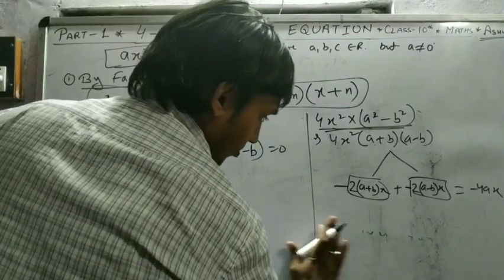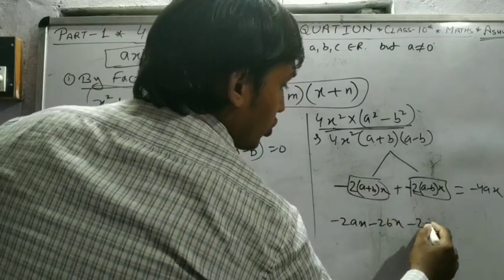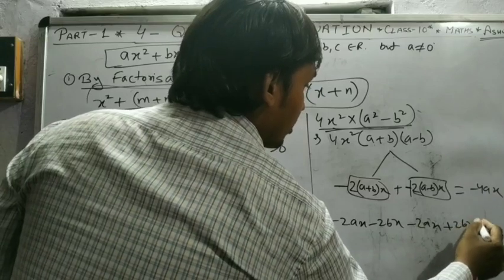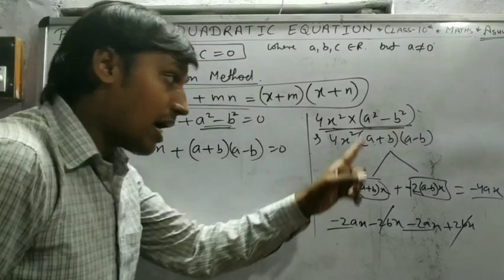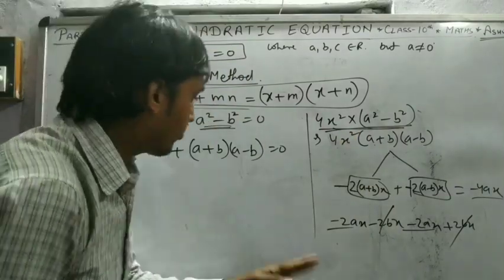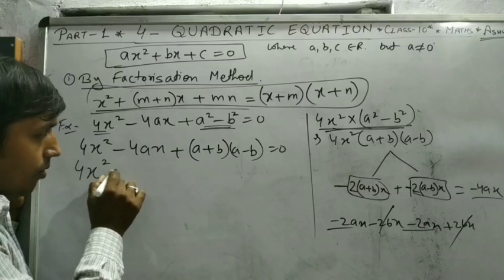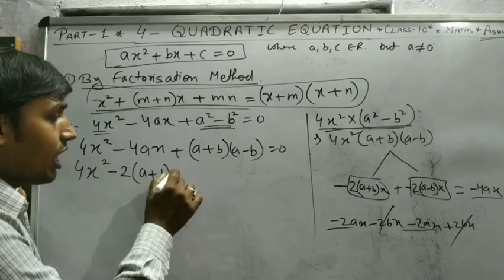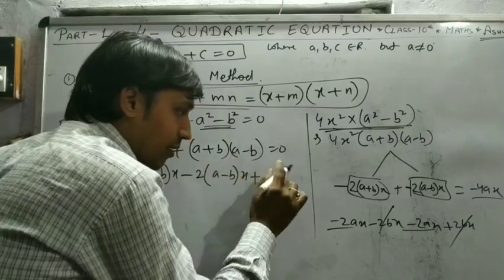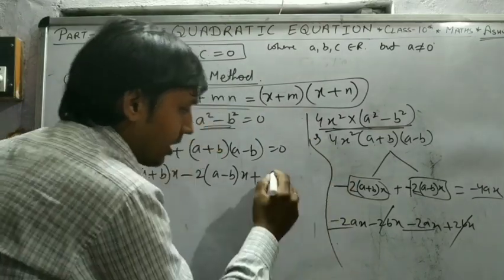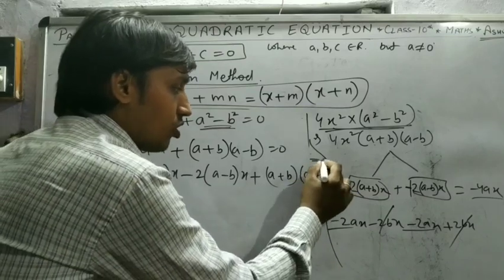How? Minus 2ax minus 2bx minus 2ax plus 2bx, the b terms cancel, that is minus 4ax. Means when both the sum and product are satisfied, you can replace it. So what do you write? 4x square minus 2a plus b x minus 2a minus b x, plus this term the same as, you have to take more space, a plus b, a minus b, and is equal to 0.